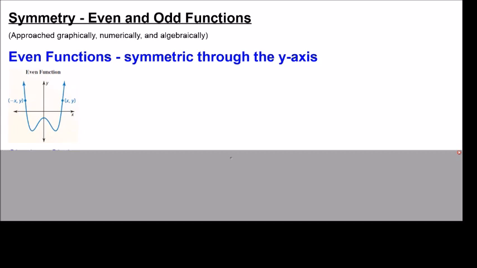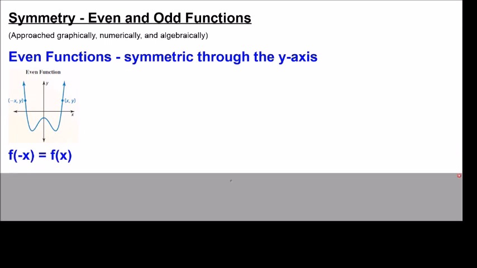Also, you can take a numerical approach and look at the coordinates, look at the points. If there's a point (x, y), that means that you should also see a point (negative x, y). For example, if you have the point (3, 2), you should also have the point (negative 3, 2) on that same function. If you want to take an algebraic approach to determine if a function's even, what you can do is, if you have the equation, you can substitute in a negative x. And after you simplify, you should see that you end up with the same identical function.